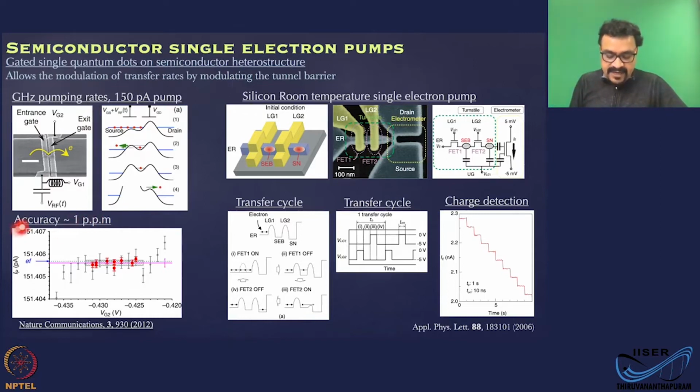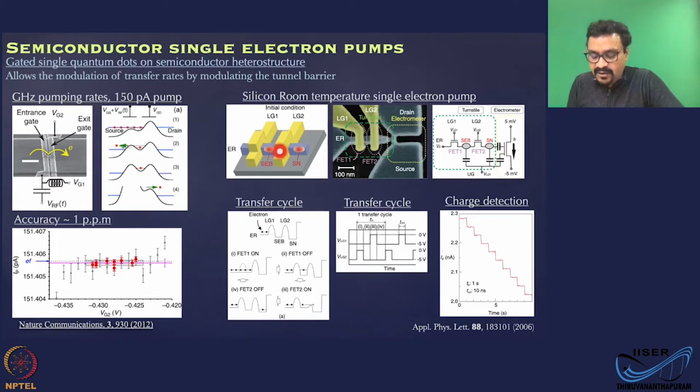And the accuracy they have claimed is 1 part per million, and this is the accuracy for various VG2 gate voltages. Okay, whatever is here, and a similar geometry and similar concept, you have a silicon single electron pumping device. This one is realized on a gallium arsenide heterostructure wafer. This one is on silicon with a MOSFET geometry.